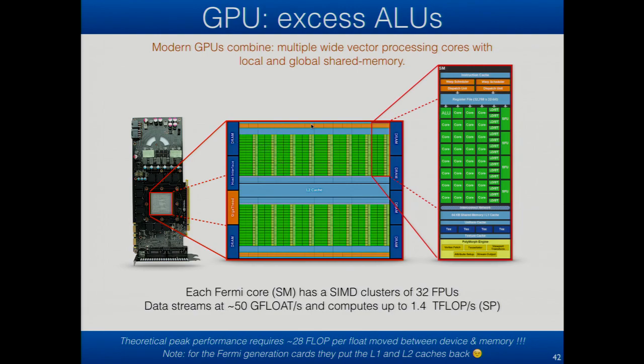here's an example of the Fermi class. And here we can see a block diagram. It's rather indistinct, but interesting. So each of these is one of those, they call them streaming multiprocessors, but this is marketing speak. This is a core. And it's a core with 32-wide parallelism, I think. And interestingly, by the time they get to the Fermi generation, they've put the L2 cache back in. They've also put L1 cache in there. So there's L1 cache on the core, there's L2 cache on the device.